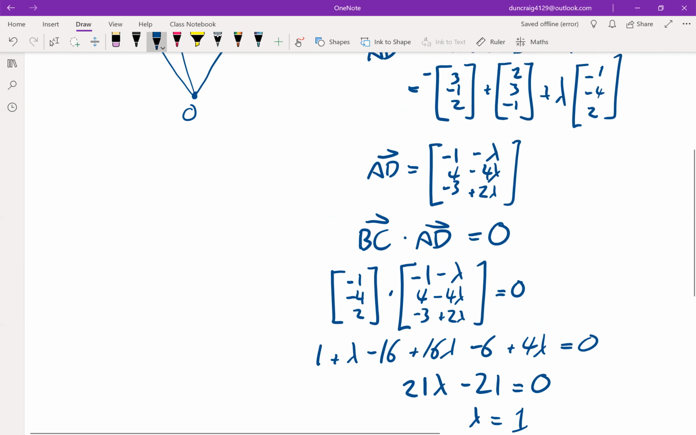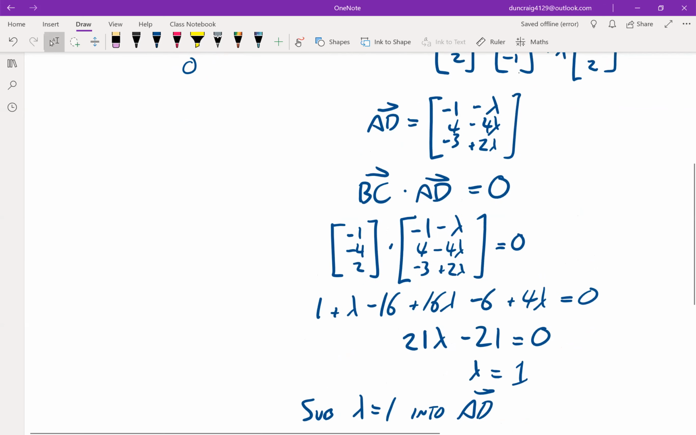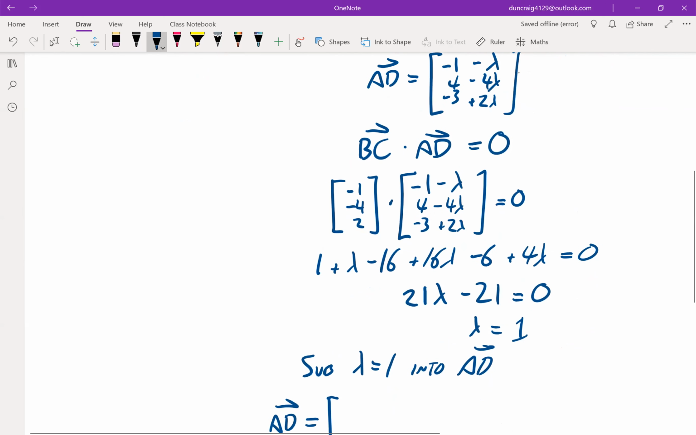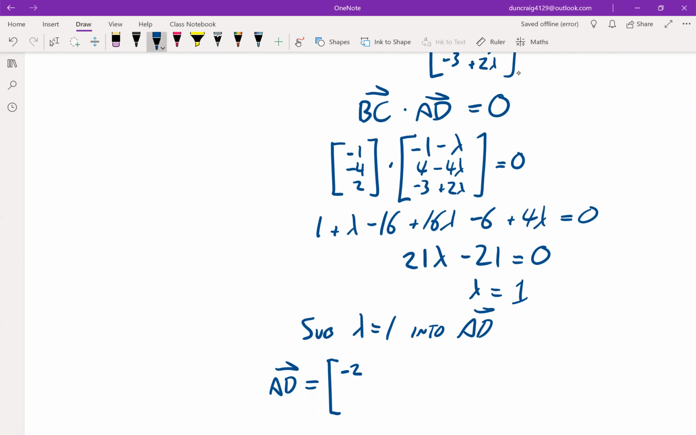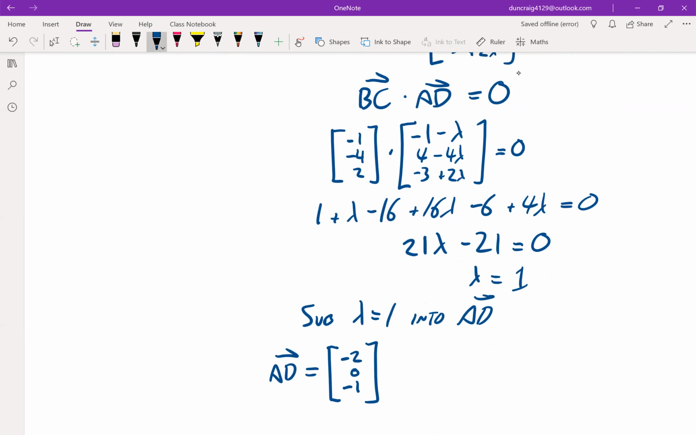We're now going to sub that into AD. So what does that give us? Well, AD is now going to be negative 1 take 1, which is negative 2, 0 and negative 1. So the absolute value of that is 2 squared, 1 squared, 5, so root 5 for that there. Okay, so that's one way of going ahead to do it.